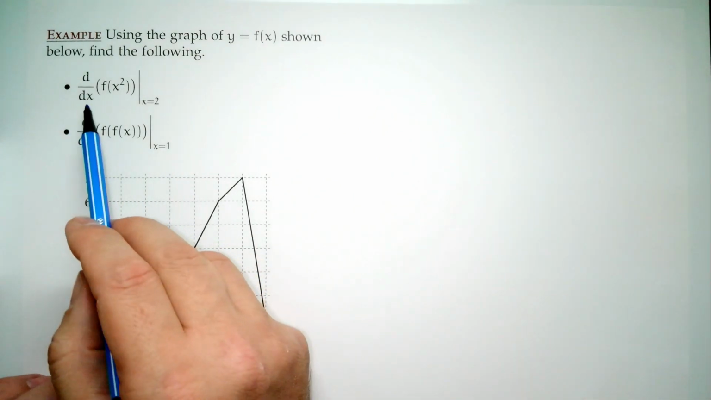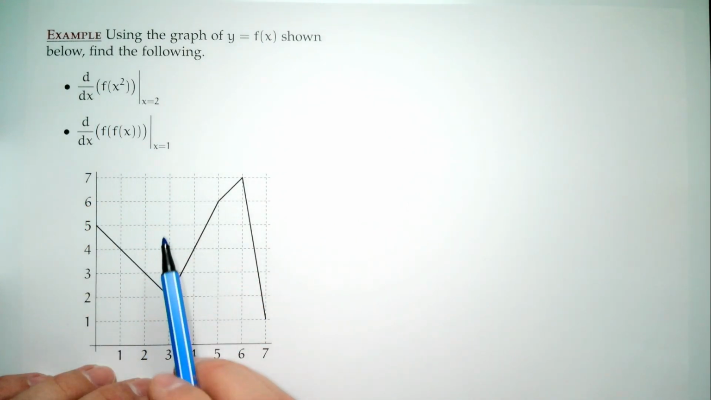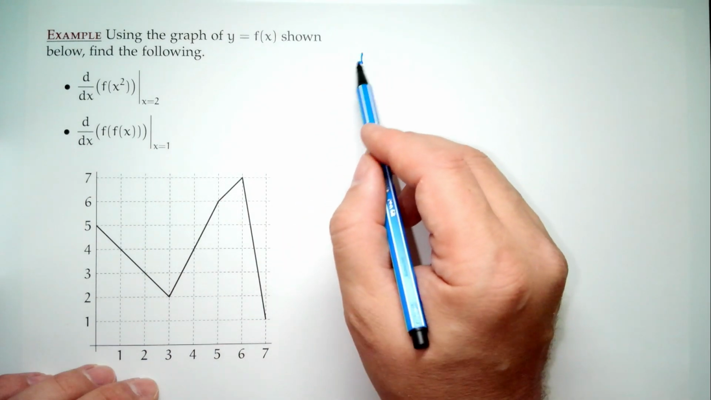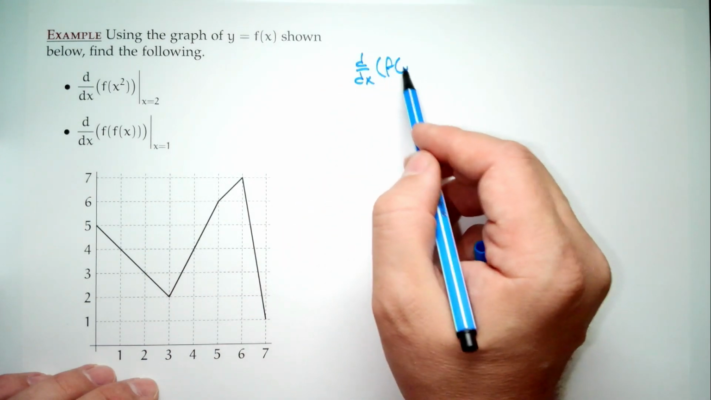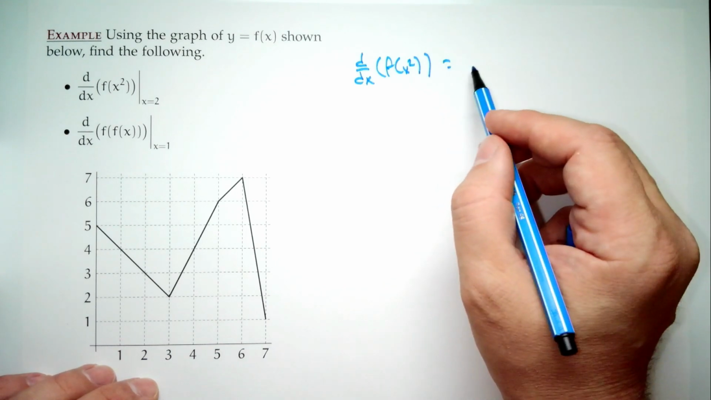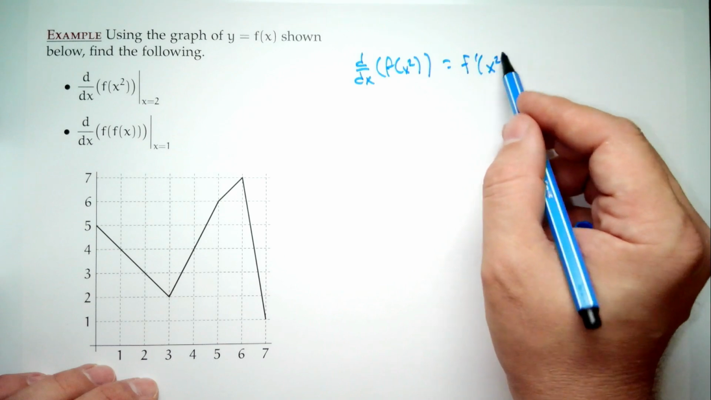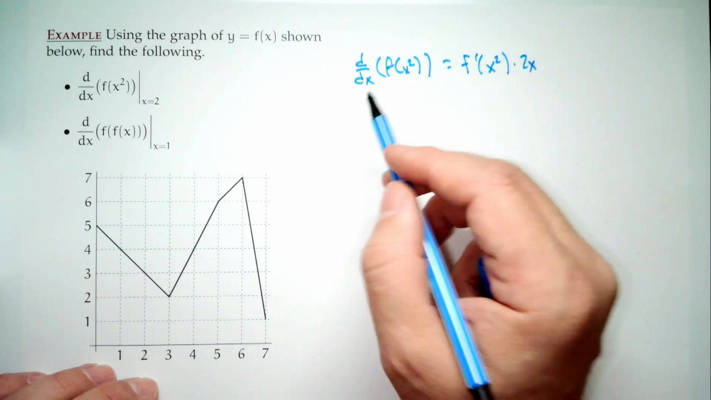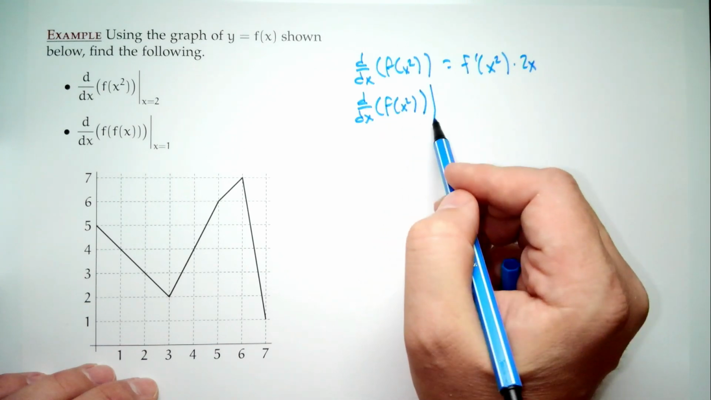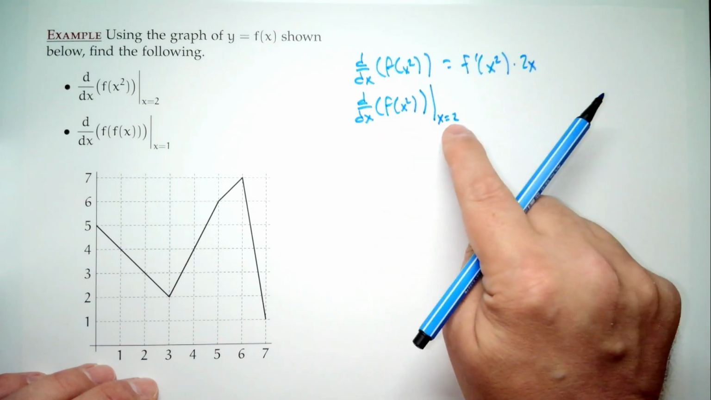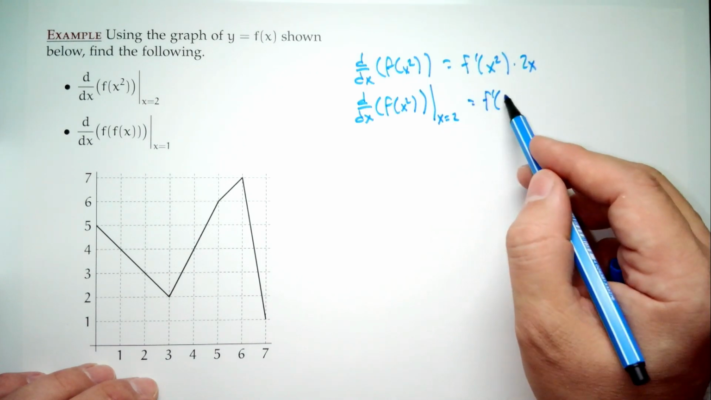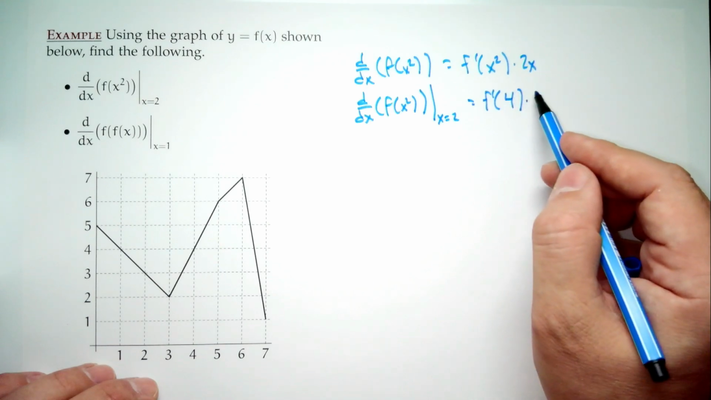So this says, take the derivative of f of x squared, and then plug in x equals 2. Now, the derivative of f of x squared is equal to, can anybody tell me? f prime of x squared times 2x. So if I want to take the derivative of f of x squared, and I see this line x equals 2, remember that just means plug in 2. So this would be f prime at 2 squared, which is 4, times 2, which is 4.